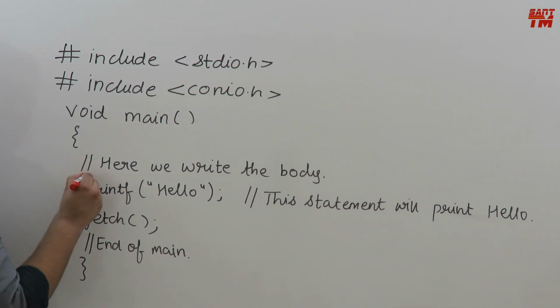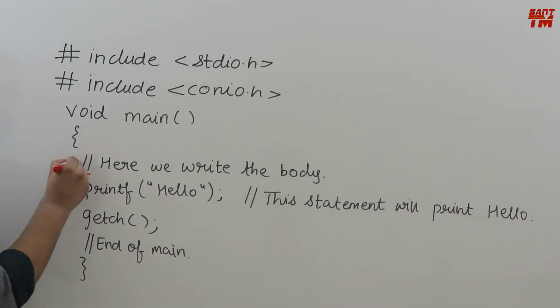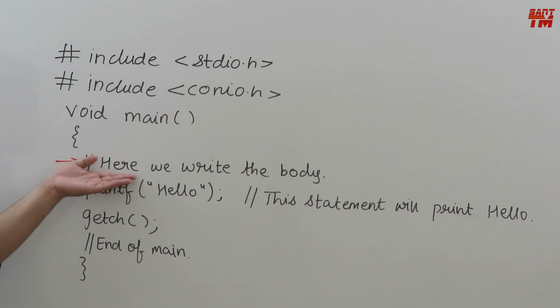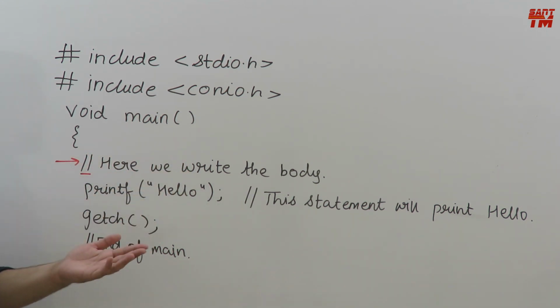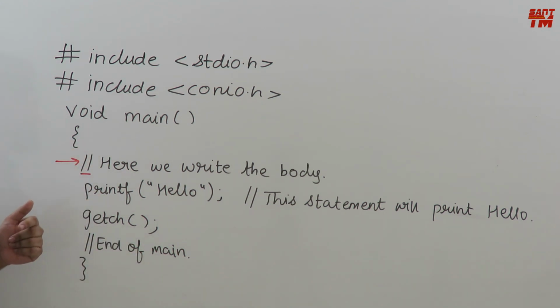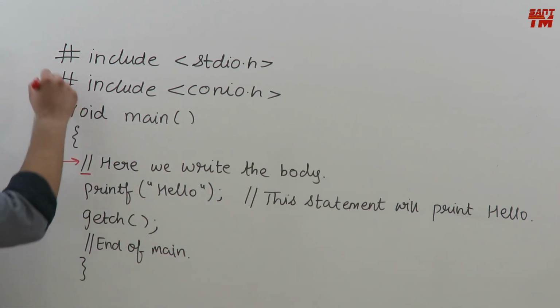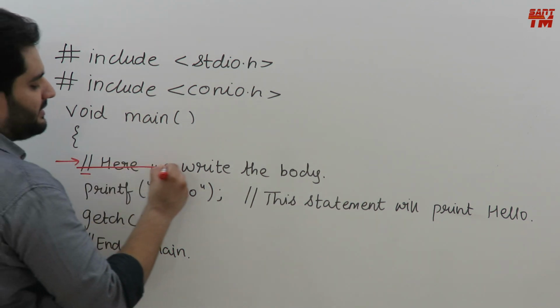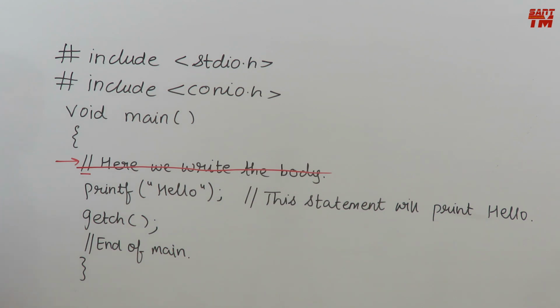Now this is a double slash. Here we write the body. This is what a comment is called. This is the descriptive statement that I have written for you. I have written here we write the body. That means I want to explain to you that in this part we will write the body of the main function. So this is a useful statement for us, but this is not a useful statement for the computer. So this preprocessor will remove this statement from here. Very simply, it will not be executed.